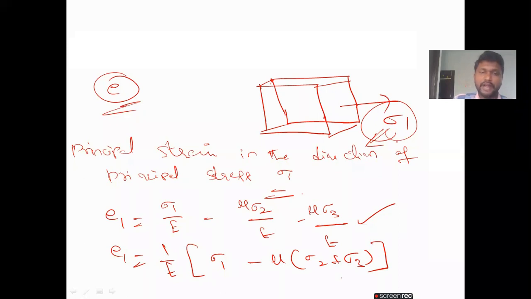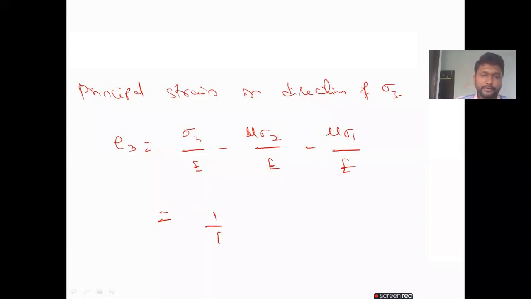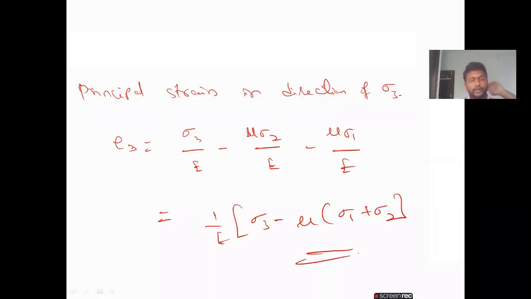So now I will take the principal strain in the direction of sigma 3. What happens? E3 equal to sigma 3 by E minus mu into sigma 2 by E minus mu into sigma 1 by E. So what happens? 1 by E into sigma 3 minus mu into sigma 1 plus sigma 2. So this is the principal strain we are taking here. Okay. Wait for 1 second and I will take a small break.